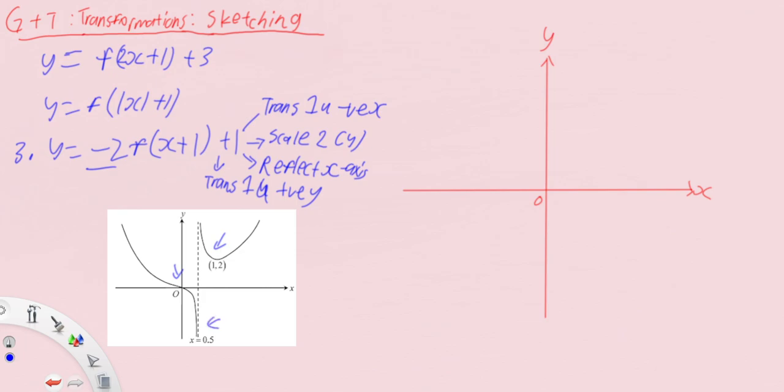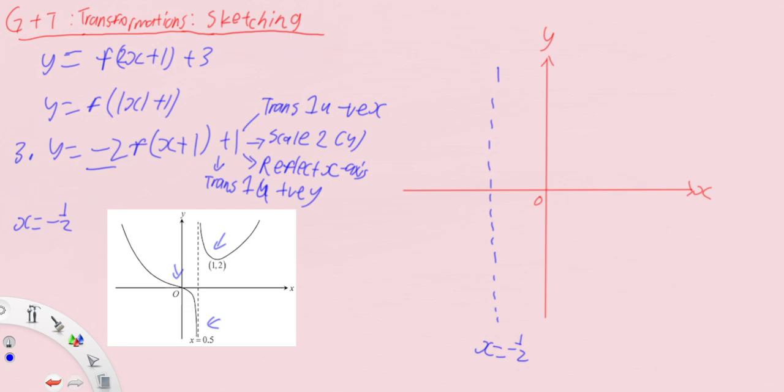Your asymptote x equals half, you translate 1 unit in the negative x direction, it becomes negative half. Scale factor 2 on y doesn't affect anything, reflect about the x-axis doesn't affect anything, 1 unit positive y doesn't affect anything as well. Because if you reflect about the x-axis, for your vertical asymptote, it's just reflecting a vertical line about this line of symmetry. So you have x equals minus half as our asymptote.